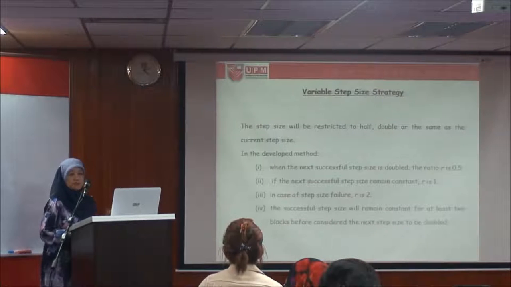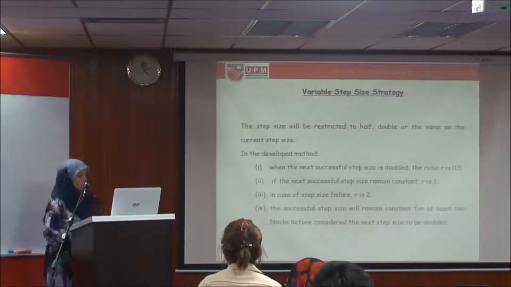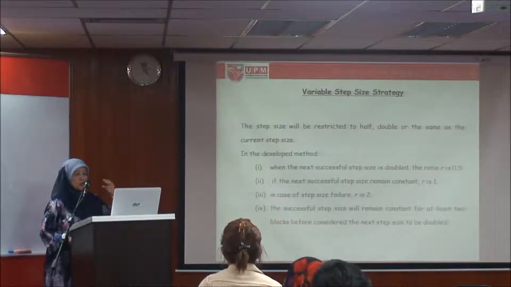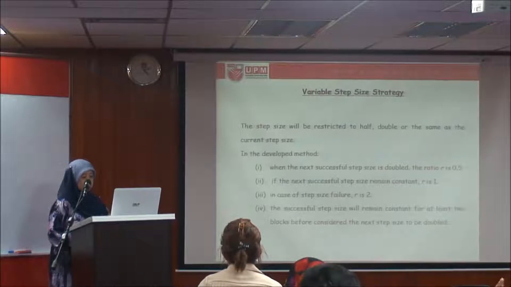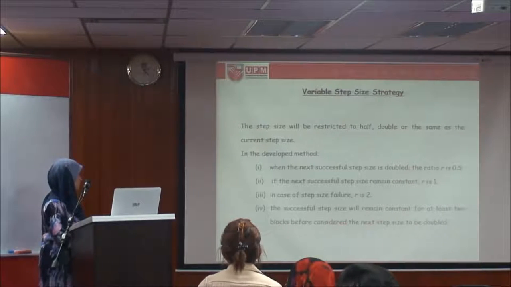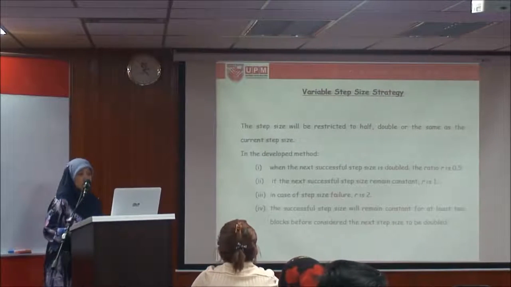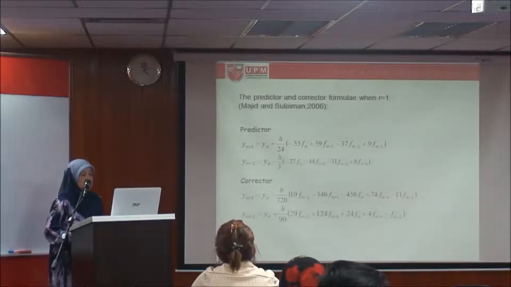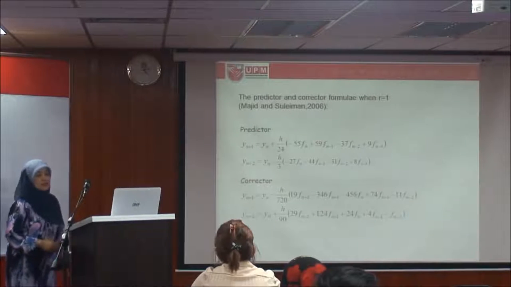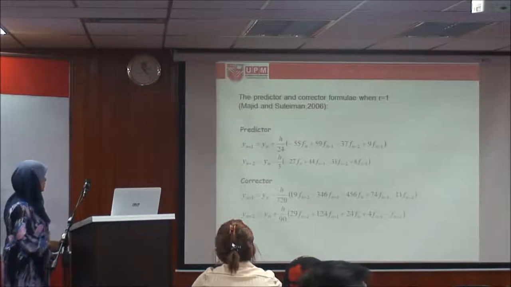This is just a very simple idea. If you substitute along the interval, you will see the ratio will change from 0.5 to 1 and 2. It's up to us how we program it to choose the best step size. Our idea is that the step size should remain constant for at least 2 blocks before we consider doubling the next step, because we also have to take care of the accuracy of the method. Now, if you look at this formula, we have a predictor and a corrector, because it's a multi-step method. So we have the predictor also in block, and the corrector also in block.